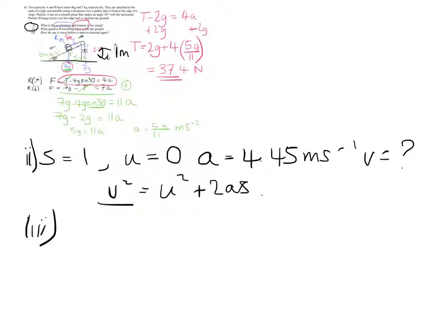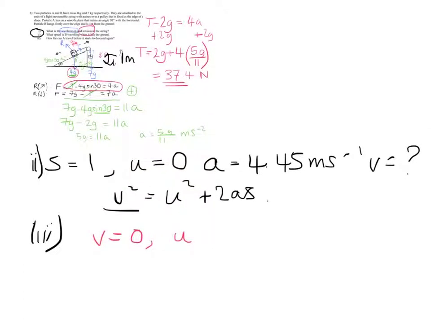And for part 3, how far can A travel before it starts to descend again? This is exactly the same as one of those questions where you throw a ball up in the air and ask how long until it reaches its highest point. When A starts to descend again, that means that instantaneously the speed is 0. So for our SUVAT, we've got V equals 0. U is whatever we found here as V.